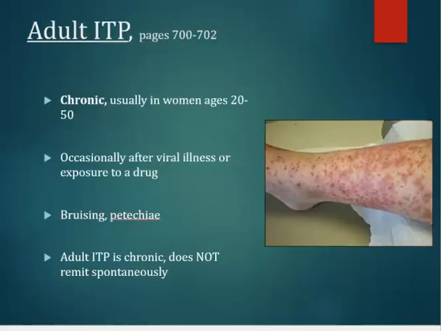Adult ITP, again, is chronic. It usually happens more often in women between the ages of 20 and 50. Occasionally, it will show up after a viral illness or an exposure to a certain drug. You can see bruising and petechiae on the skin. Again, because it's chronic, it usually does not get better spontaneously on its own. You usually have to get some kind of treatment for adult ITP.